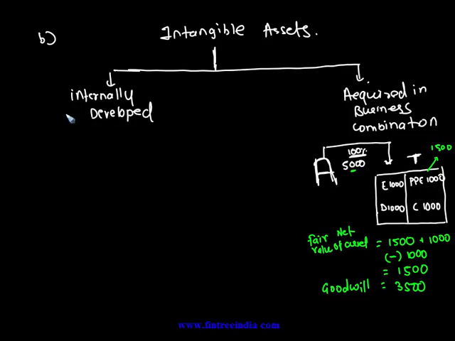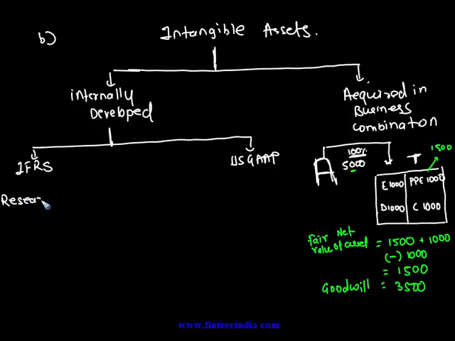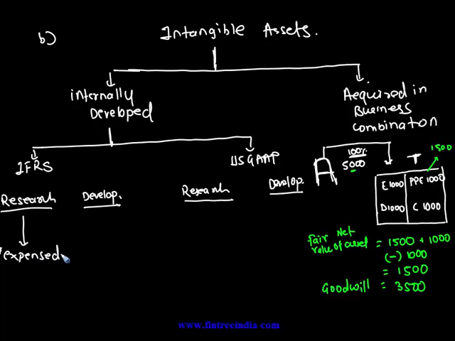Now the internally developed side. Here the treatment would differ depending on whether we are in IFRS or we are in US GAAP. So if we are in IFRS, we would classify expenses into two parts: research and development. Same is the case with US GAAP. We will divide expenditure into two parts: research and development. In IFRS, research expenditure is expensed when incurred.